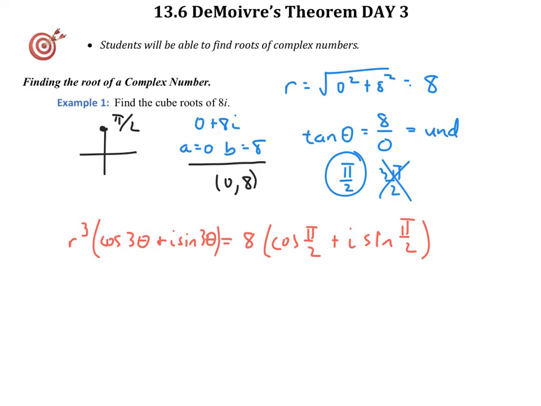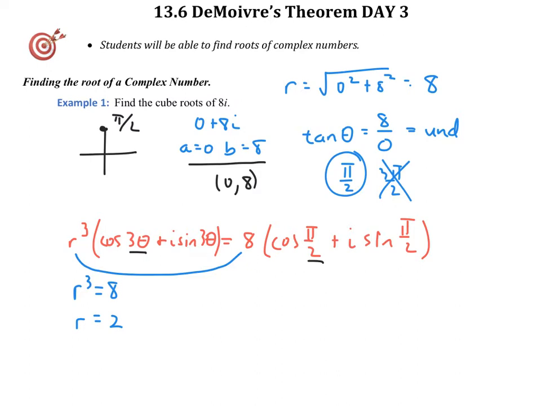If these two are equal to each other, would you agree that r cubed equals 8? Okay, so if r cubed equals 8, what does r equal? 2. Is it a plus or minus 2 or just 2? Just 2 because it's an r, right? And our r values should be positive because remember we're talking about a length. Next, that means that our 3 theta must be equal to pi over 2.